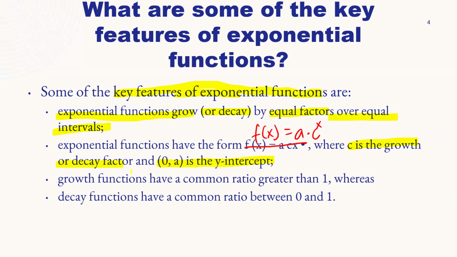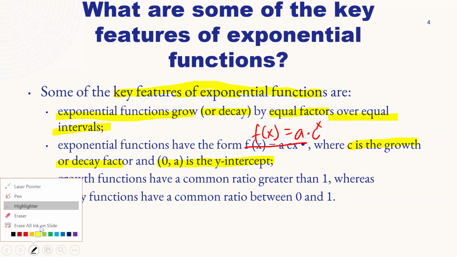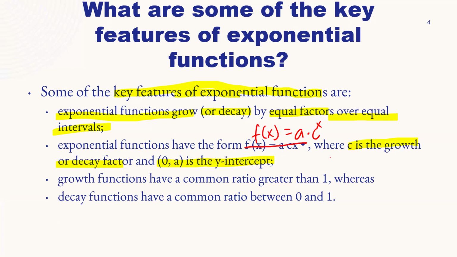So for example, if I said that I have y equals 2 times 3 to the x, and I'm going to ask you, what is my growth factor? I didn't hear everybody. Let's try that again. What is my growth factor? Why is it 3? It's your C. It's growing logically, right? If I have 3 times something to the power, it's growing, correct?